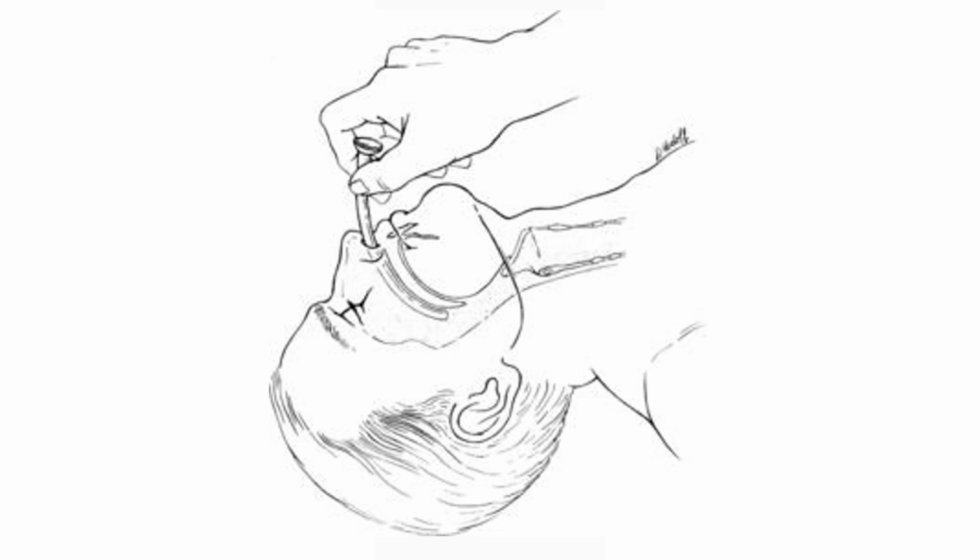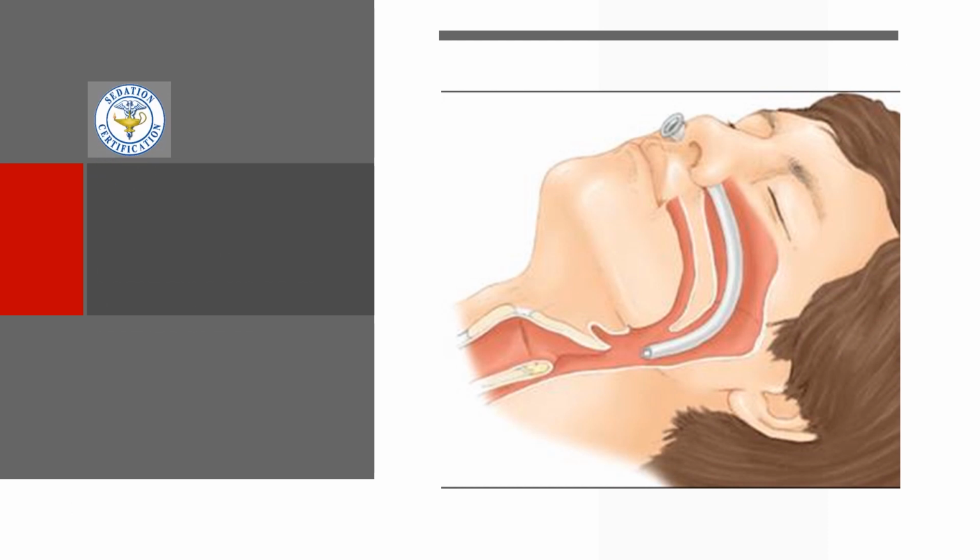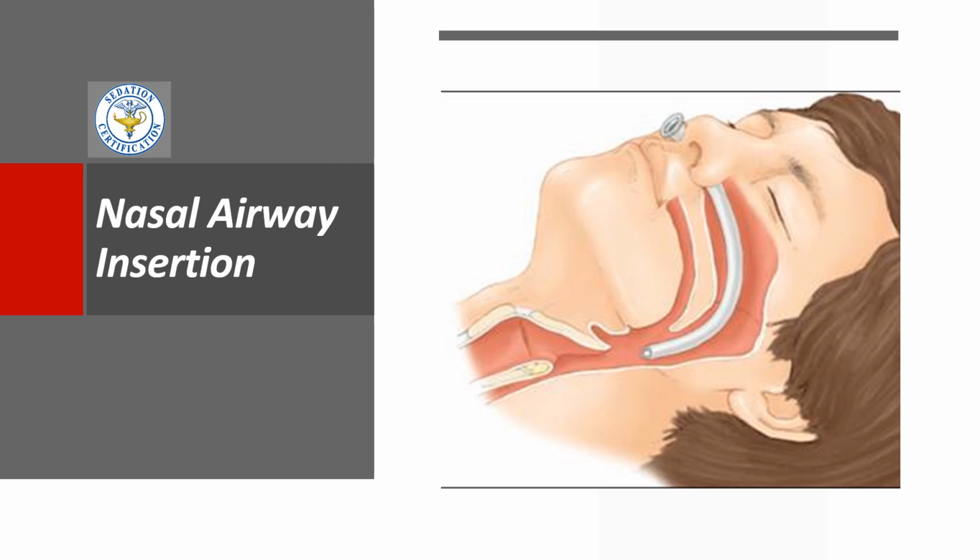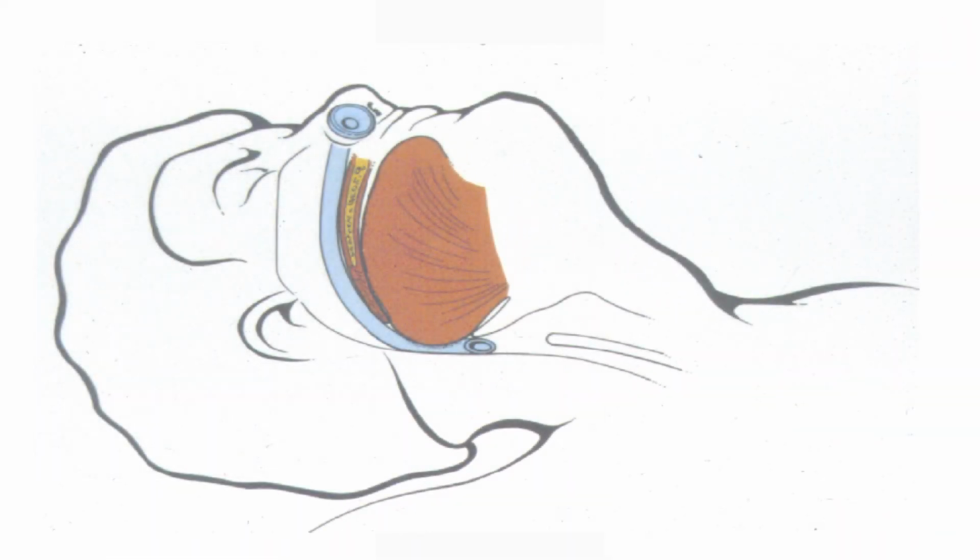Now you've got to go this way just enough to get it started, and then you bend it back this way, and it goes straight, and it's already curved, so it'll slide right into place, and it's got to be long enough to go into the right spot. So there's what it looks like, and why you had to do it, because the tongue's falling back on it, but at least you still have an airway. So let's take a video and see how we do this.